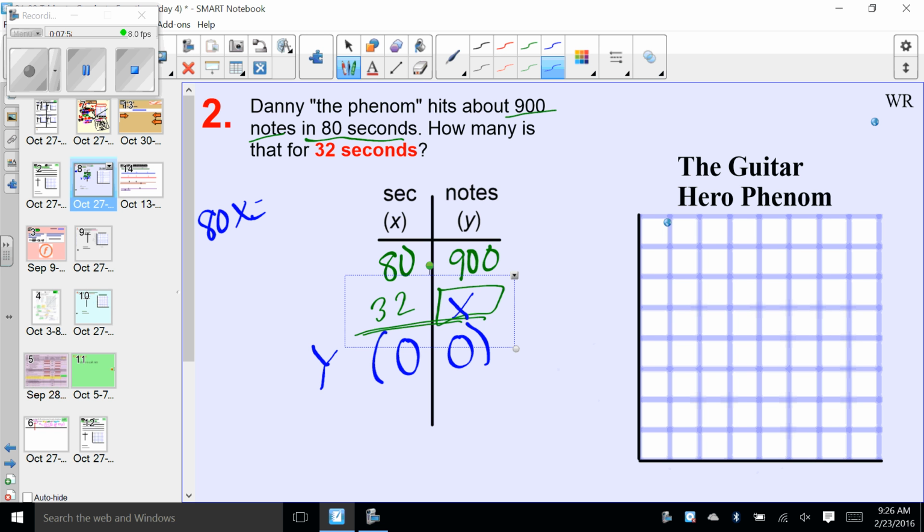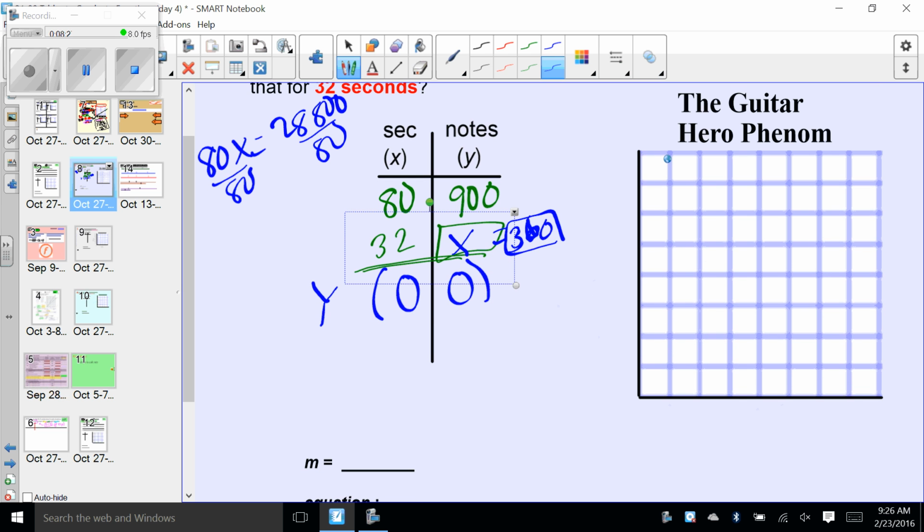We get to take cross products because it's proportionate. So 900 multiplied by 32 is 28,800. We divide by 80, copy paste. So we're going to divide that by 80 and we end up getting 360. So we would say it hits 360 notes in that amount of time. 360 notes. Okay, so we can get more data points if we'd like, if we're not comfortable with the graph.